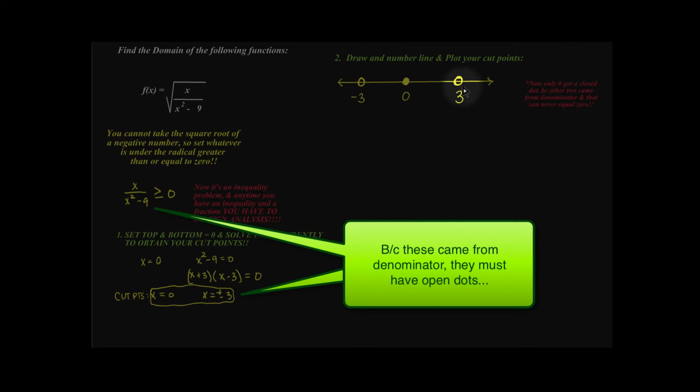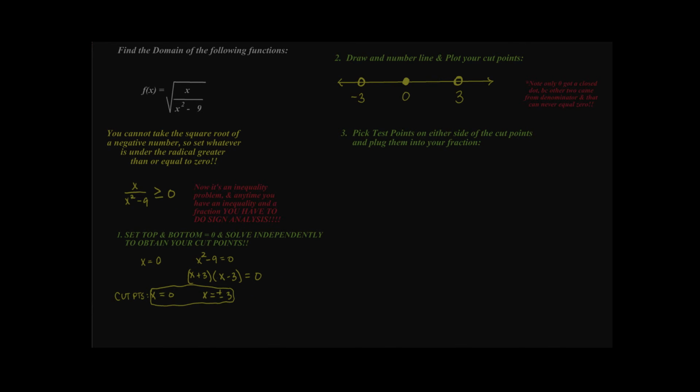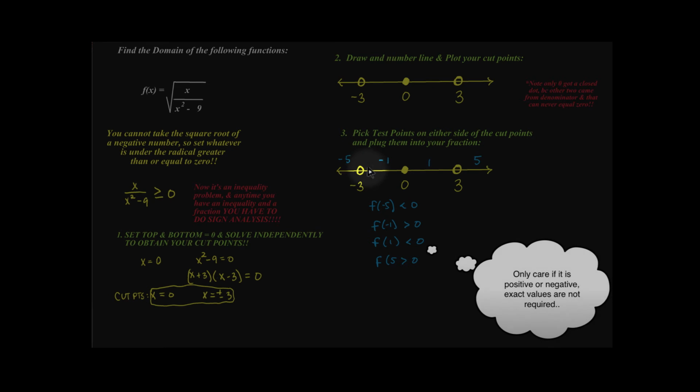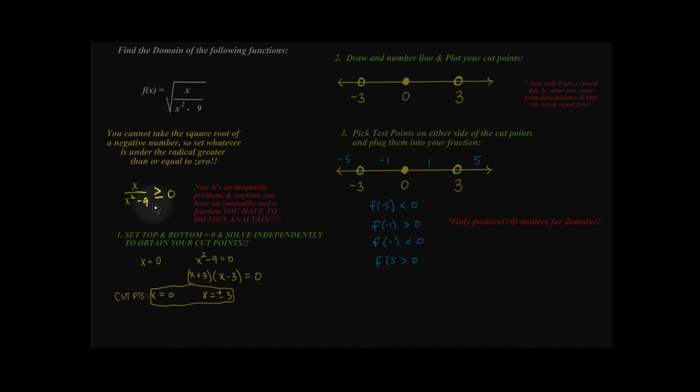Now you've got to pick some test points on either side of your open dots, and plug them into your fraction and determine whether they're positive or negative. Here I picked negative 5, negative 1, 1, and 5. You could have picked any point to the left and right of each of these cut points. When you plug them into your fraction, you don't care about the actual specific value. All you care about is whether it's positive or negative, okay? And here for domain, we care about the positive numbers. So if I plug in a negative 5, the top is going to be negative, the bottom is going to be 25 minus 9, which is positive. So negative over positive is negative.